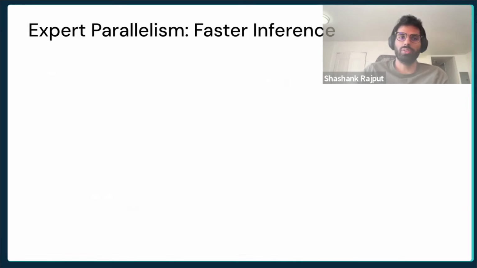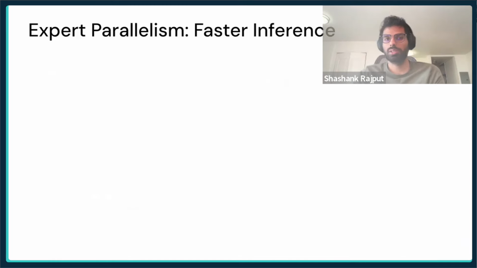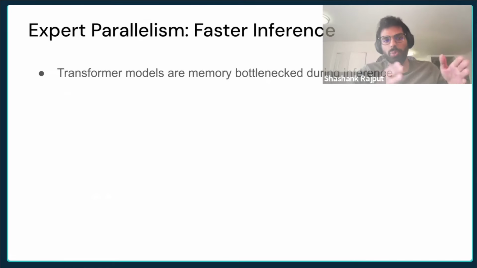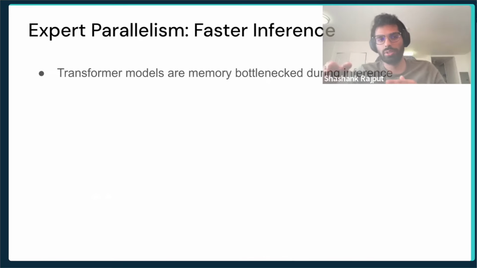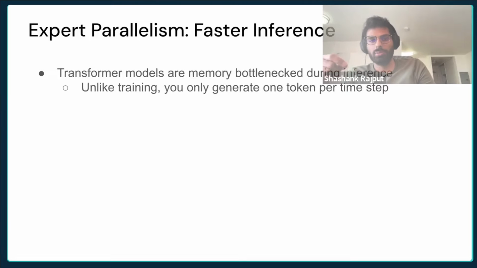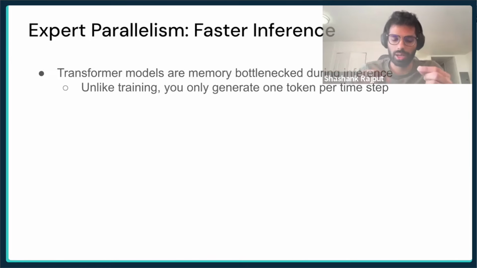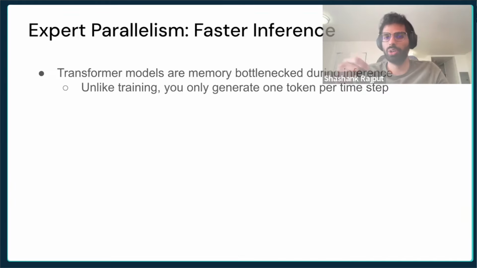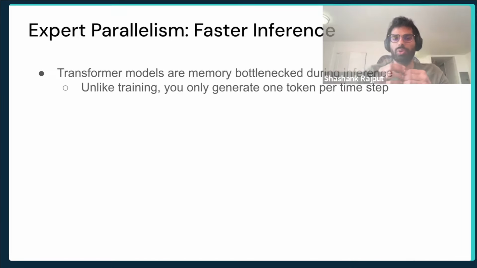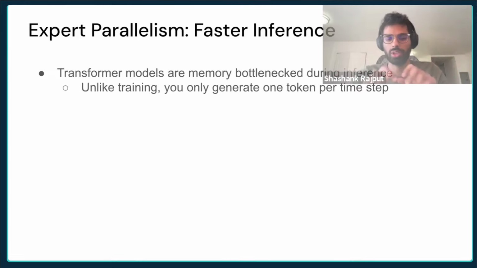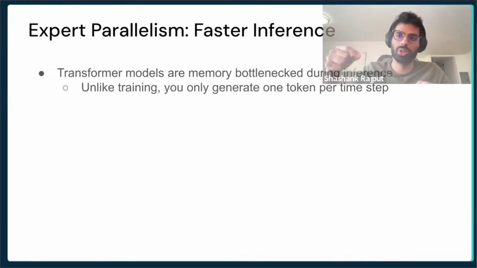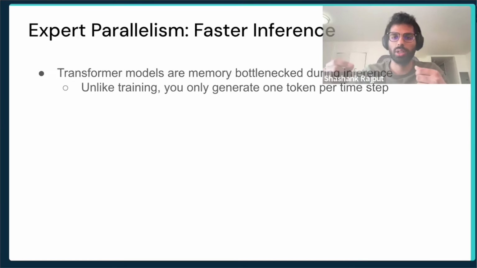Another benefit of expert parallelism is that it also results in faster inference. As opposed to training, during inference, transformer models are actually memory bottlenecked. This is because at inference time, you are only generating one token per step. If you have ever interacted with large language models, you type something, send a query, and then it generates one token per step while outputting.